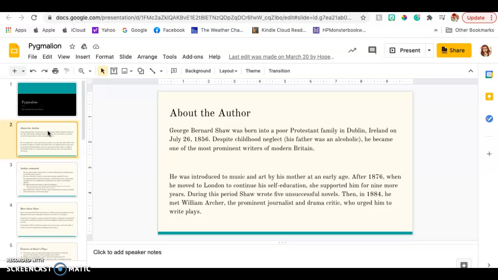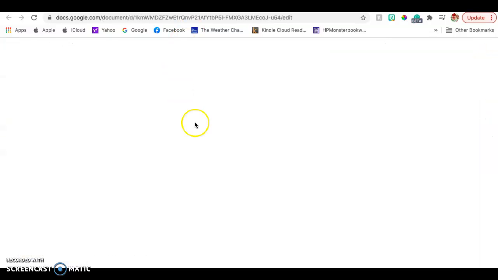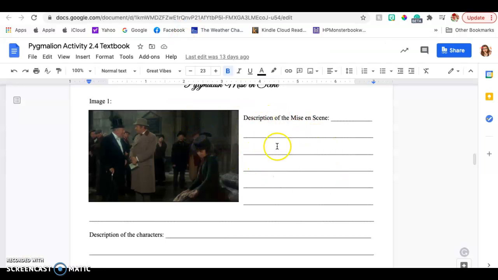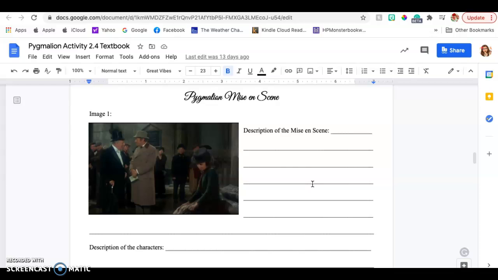I didn't get to go over a lot about Pygmalion before we actually started. We did do a little bit with the mise-en-scène, which is from Activity 2.4. All right, this is when I asked you to look at these pictures. When you look at these pictures, I'm looking beyond, hey, there's two guys and a lady and people standing there looking at them. That's really obvious. What we're trying to do is go deeper into this.